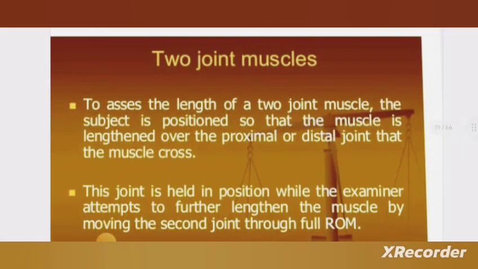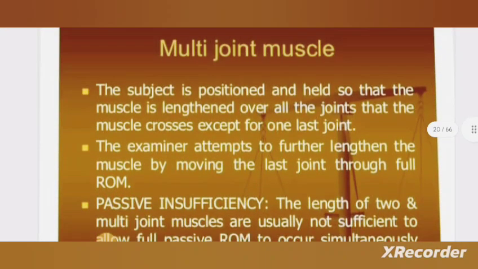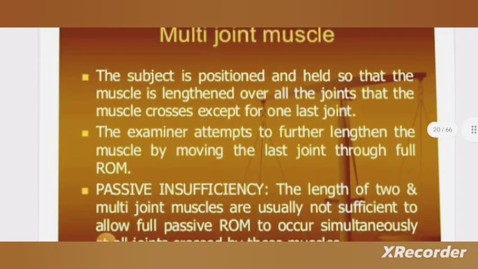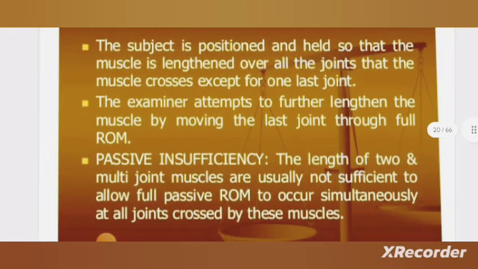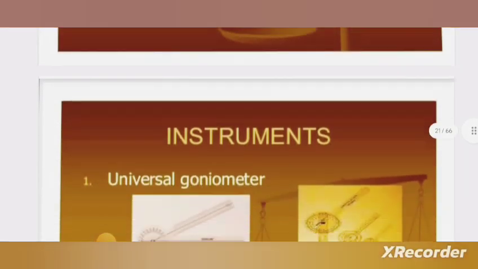Next is two joint muscle. It assesses the length of a two joint muscle. Subject is positioned so that the muscle is lengthened over the proximal or distal joint which the muscle crosses. The end feel is formed. Next is multi-joint muscle. The subject is positioned and held so that the muscle is lengthened over all the joints. Next is passive insufficiency. The length of two and multi-joint muscles are usually not sufficient to allow full passive range of motion to occur simultaneously at all joints crossed by these muscles.